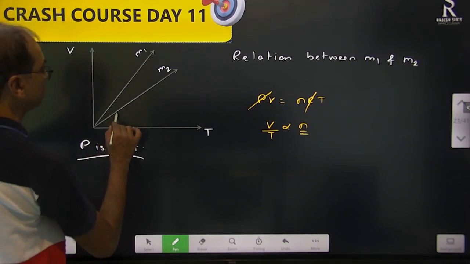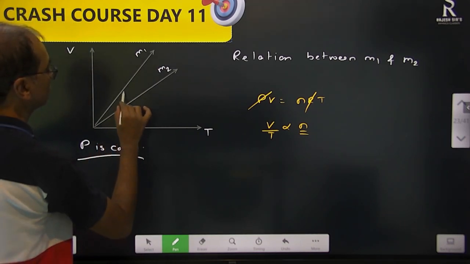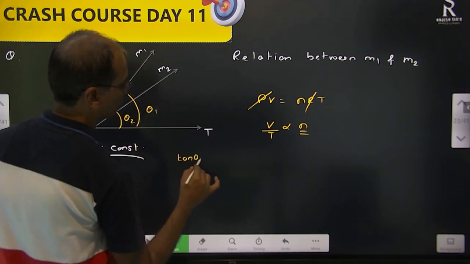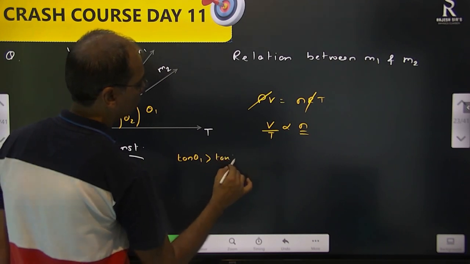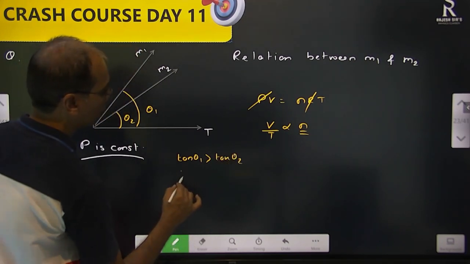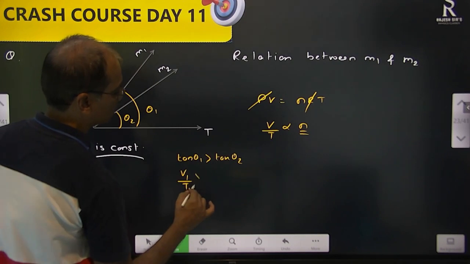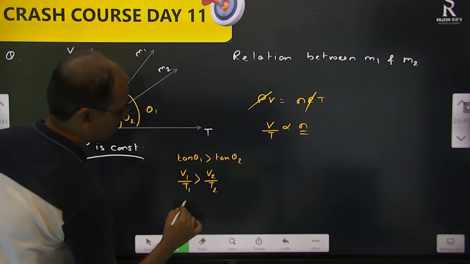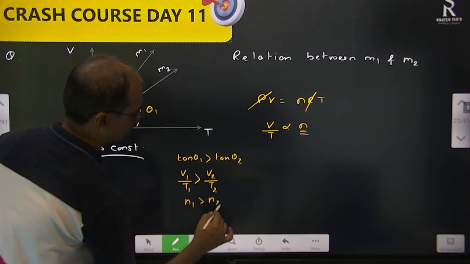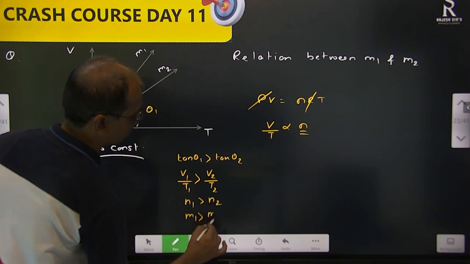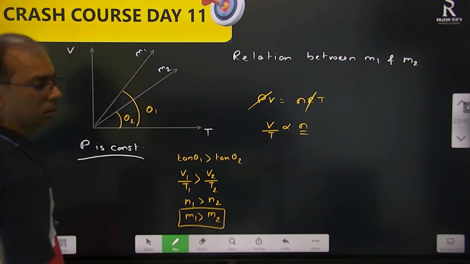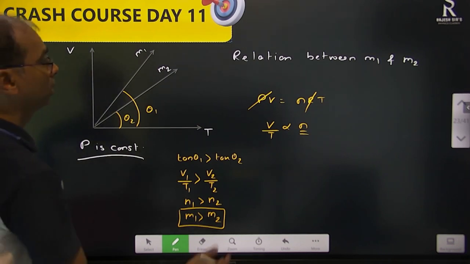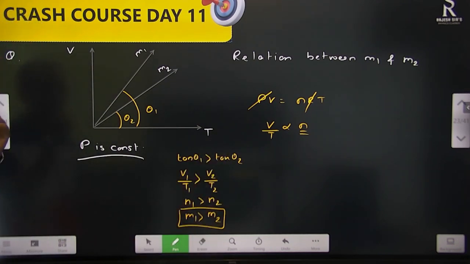So this is theta 2, and this is theta 1. So tan theta 1 is greater than tan theta 2, meaning V1 by T1 is greater than V2 by T2. Now it says it's directly proportional. So that means n1 is greater than n2. That means m1 is greater than m2. Okay, so that's how we can find the relation between m1 and m2 here. Right.